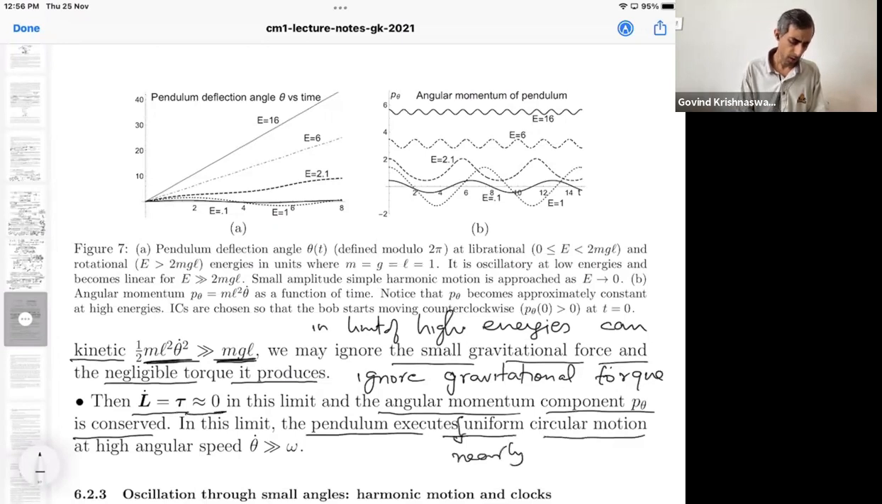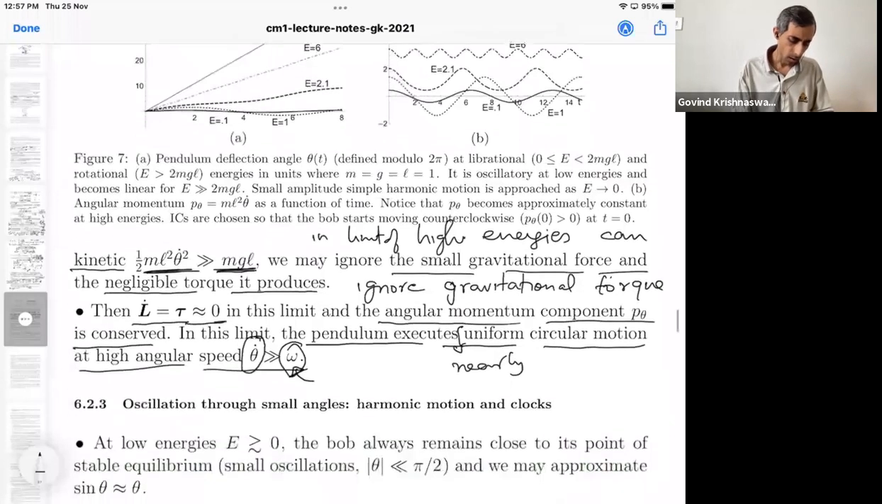So in that limit, the pendulum executes nearly uniform circular motion at high angular speed, theta dot, which is much, much more than omega. Omega was a frequency that we had already computed. It is a kind of setting the scale. At high energies, the angular velocity of the bob is much, much more than omega.